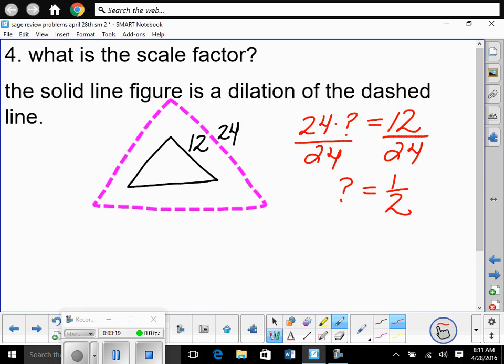Yes. As long as you know which one, because it could have asked, in the instructions, I could have said, what's the dilation from the solid line to the dashed line? So it would have been 2, right? Yeah. So it just depends on the way we're looking here.